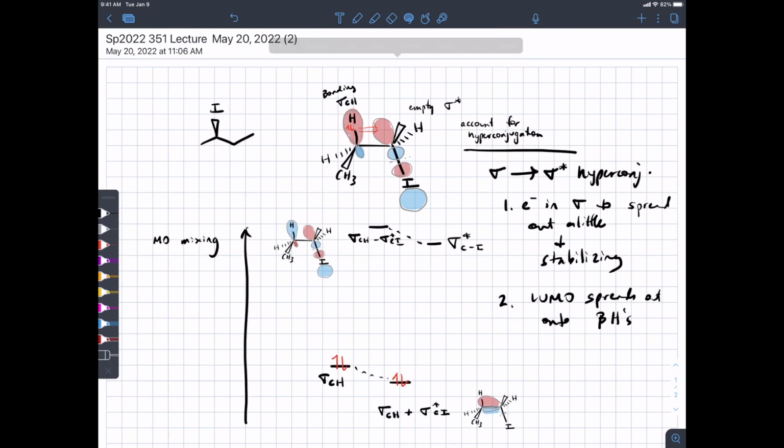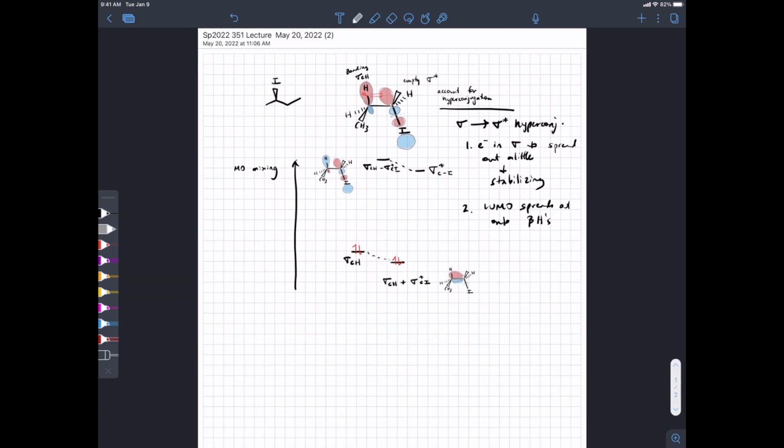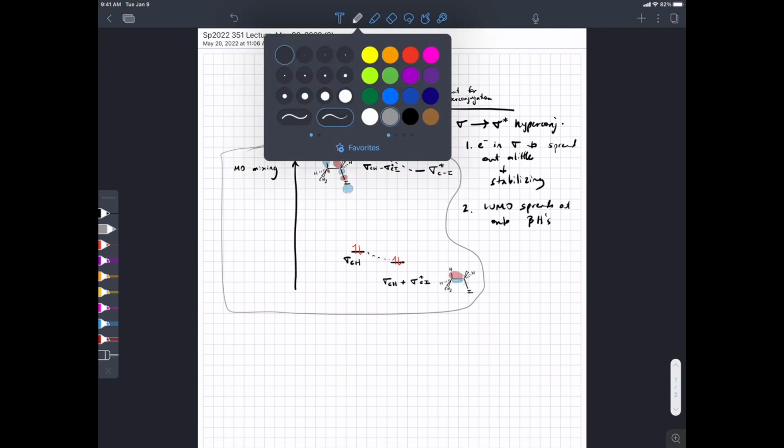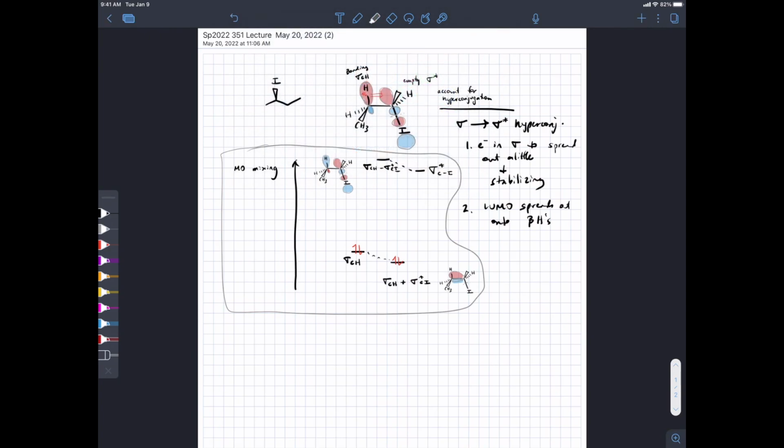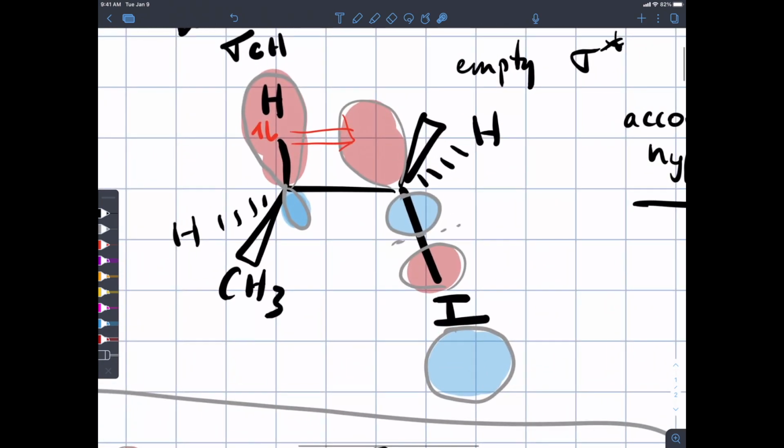But really, the stuff here, which I will just sort of circle and then gray out, is not that essential. All you need to know is that when a filled orbital lines up with an empty orbital, the electrons in the filled orbital spread out towards the empty orbital, and the empty orbital spreads out reciprocally towards the filled orbital. So some of the LUMO is going to be on the beta hydrogen. Okay, and that's all you need to know.